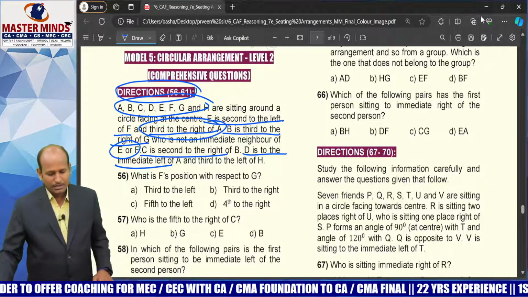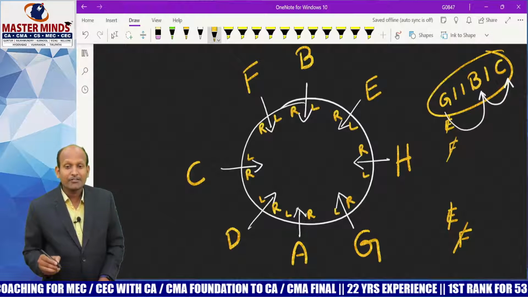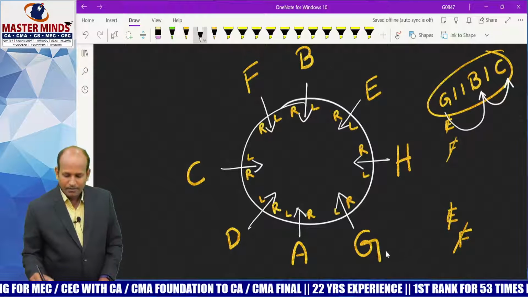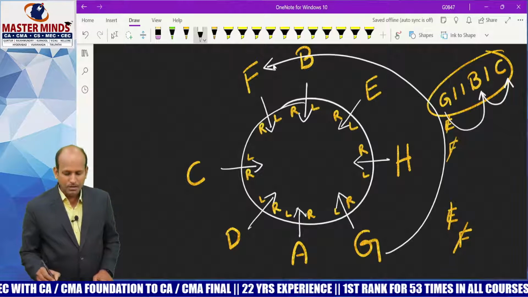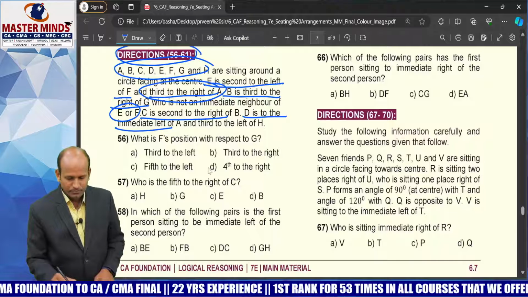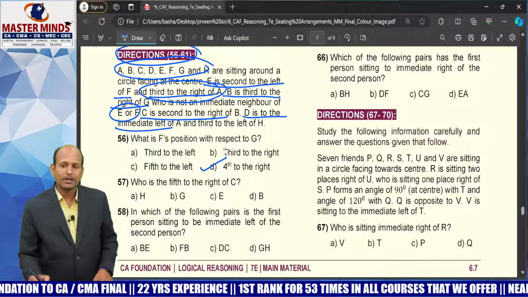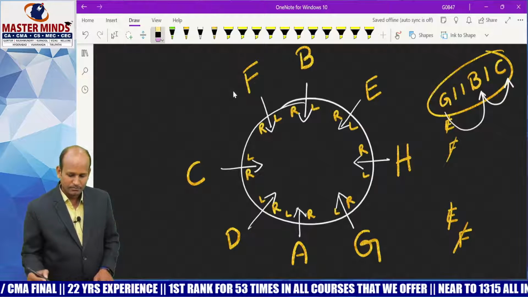Now answer the questions. What is F's position with respect to G? From G, F is exactly opposite. That means fourth right or fourth left. So here they have given fourth right. You can take any answer, fourth right or fourth left.